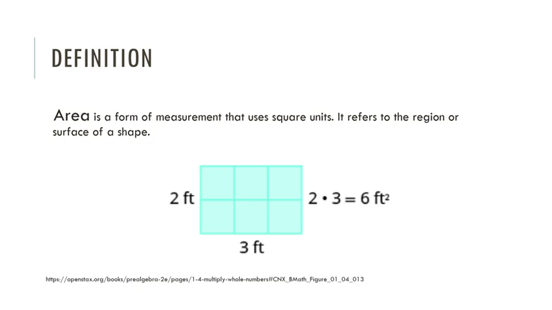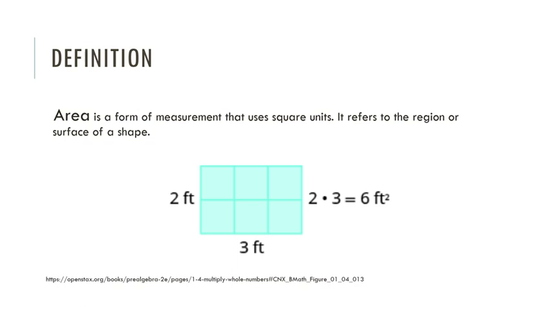In this example, I have a rectangle, a length of 3 and a width of 2. And so if I were to create 2 rows of equal size like this and 3 columns of equal size, when they intersect, you can see squares. And so if we were to count up these squares, I have 6 of these square units or square feet, and that would represent the area.